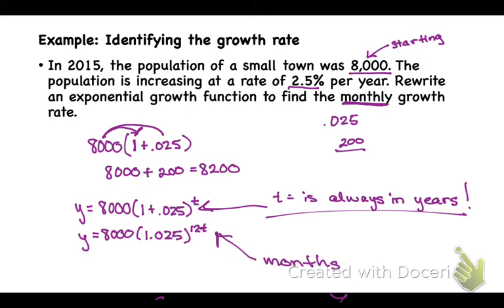So could I give you any initial condition and any growth rate, and you could write this equation? Yeah, you would just change things. So this number out here is always going to be your initial condition, correct? Where did the 1 come from? 100%, my initial amount. Where did the 0.025 come from? The rate of increase, 2.5%. And in the first one, t is in years. The second one it's in months.